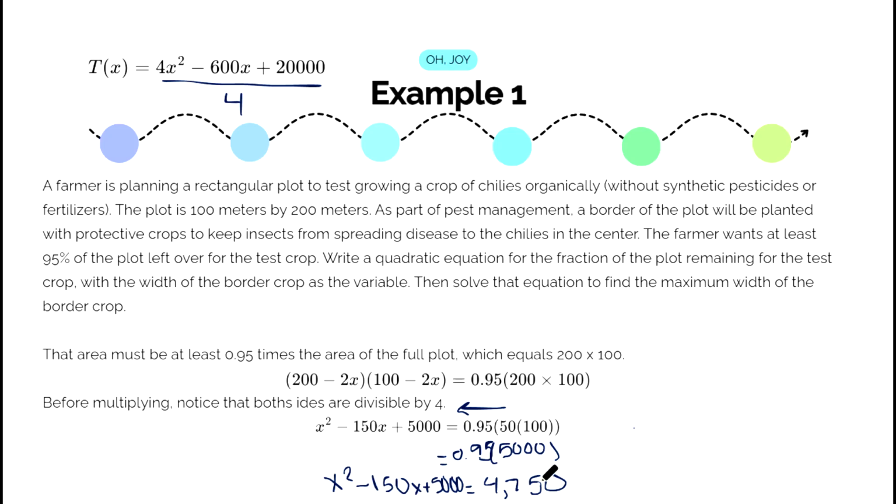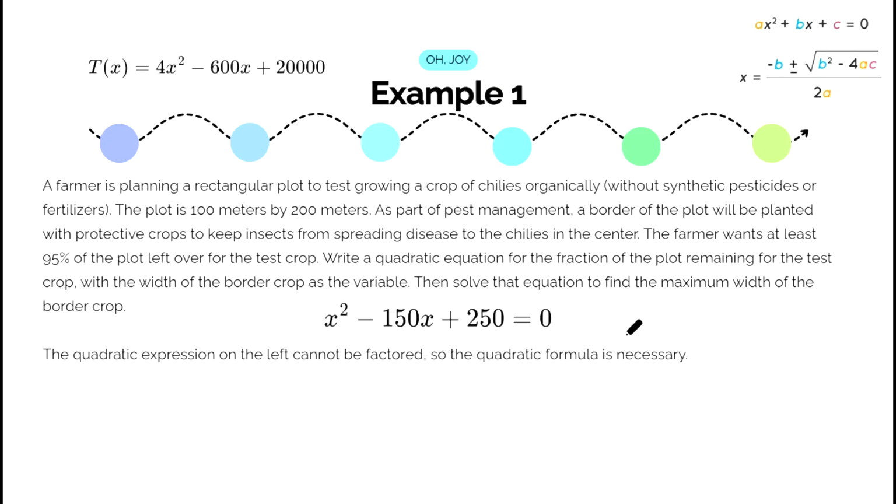Because if we subtracted 5,000 from both sides, then we'd have a negative 250 over on the right. And then if we added it, we'd get it over here. So maybe, okay, maybe 250 does work. You guys, I'm not a math person. Anyway, we get this formula. So the quadratic expression on the left can't be factored.